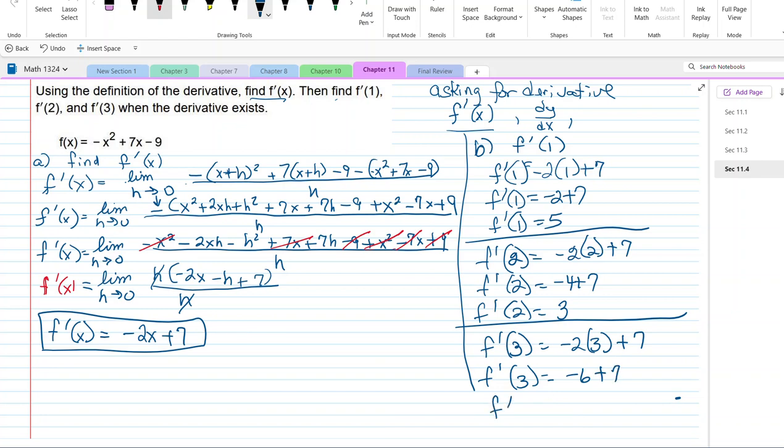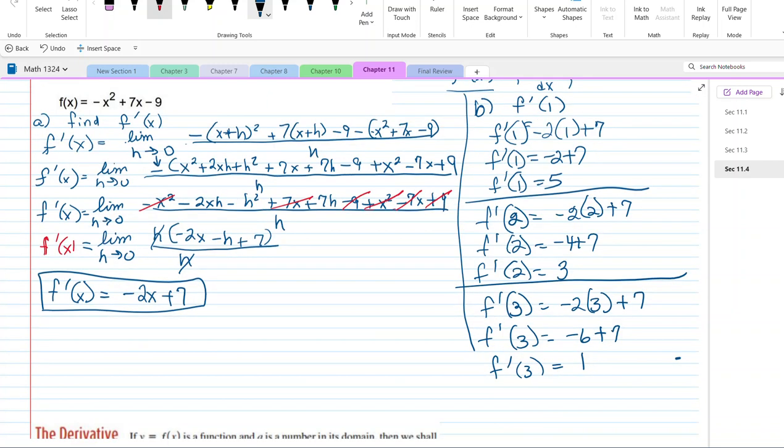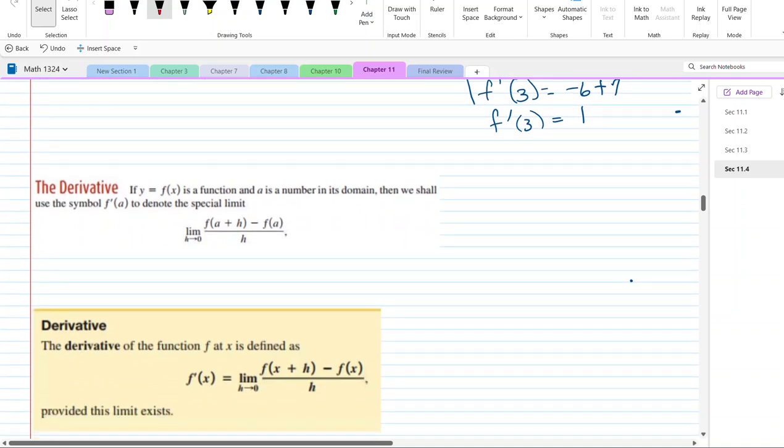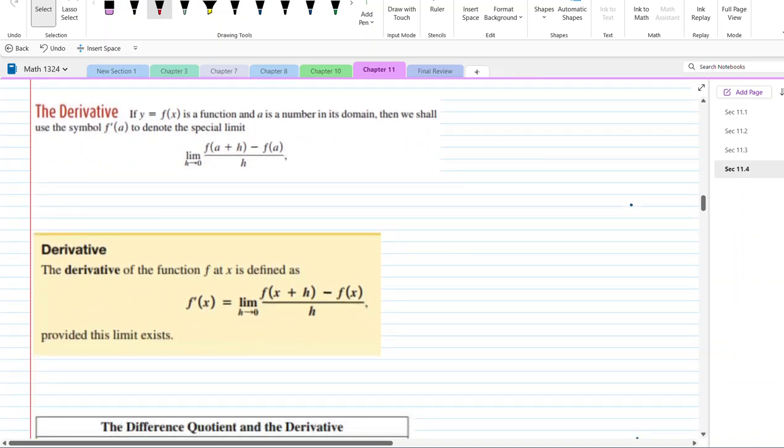Okay, so I end this section again using this rule. The derivative of y equals some f of x, a function, and a is a number in the domain, then we should use the symbol f prime of a to denote the special limit. And so we have the f prime introduced. Sorry, the computer kind of phased out a little bit, but it's a good video. Thank you.